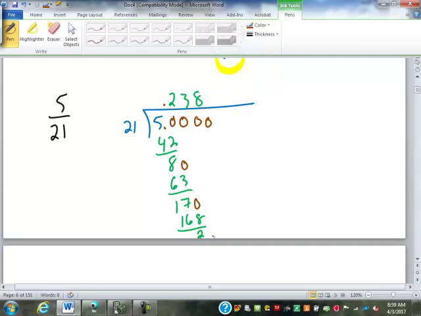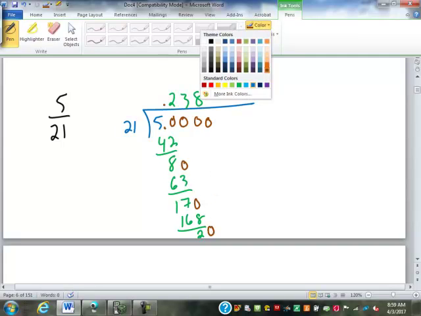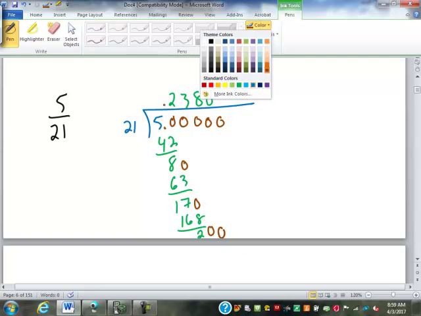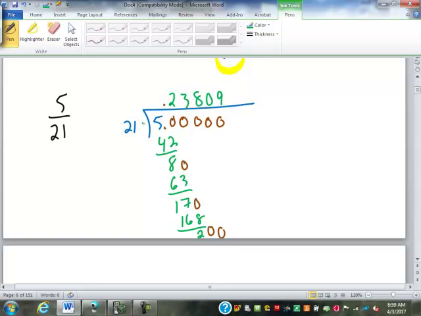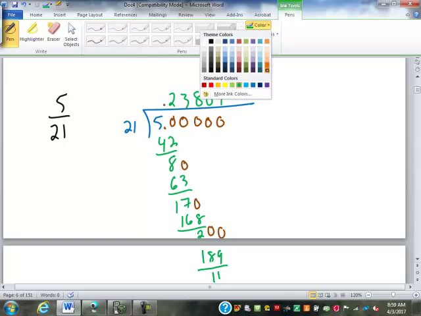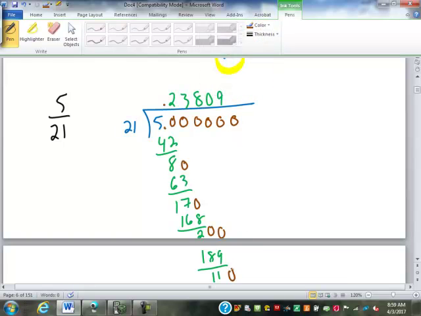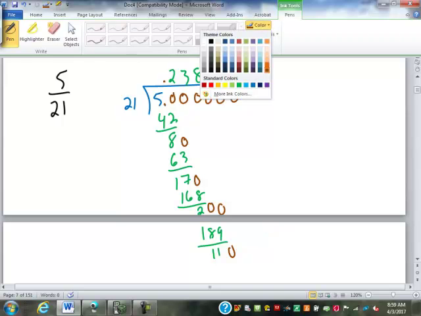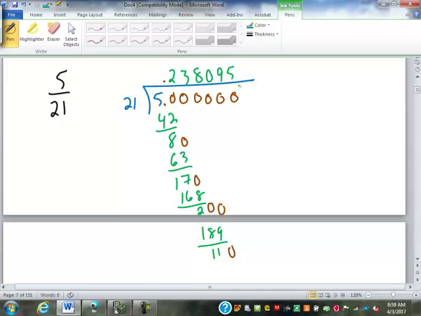Add a 0, bring it down. 21 goes into 20 0 times. Add a 0, bring it down. 21 goes into 200 9 times. 189, that's 11. Add a 0, bring it down. 21 goes into 110 5 times, which is 105. That's 5.